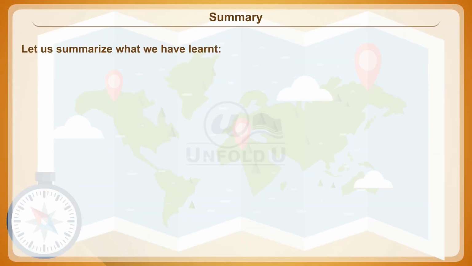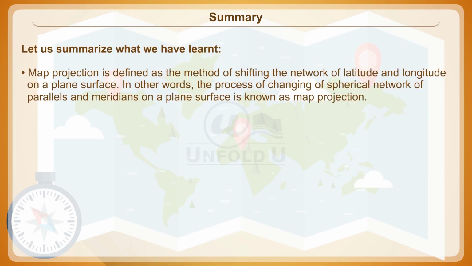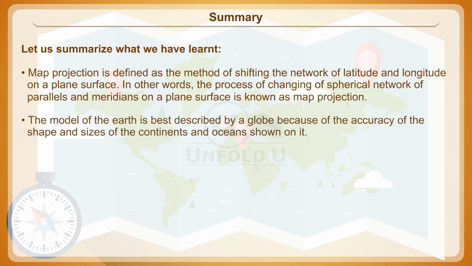Summary. Let us summarize what we have learnt. Map projection is defined as the method of shifting the network of latitude and longitude on a plane surface. In other words, the process of changing of spherical network of parallels and meridians on a plane surface is known as map projection. The model of the Earth is best described by a globe because of the accuracy of the shape and sizes of the continents and oceans shown on it.